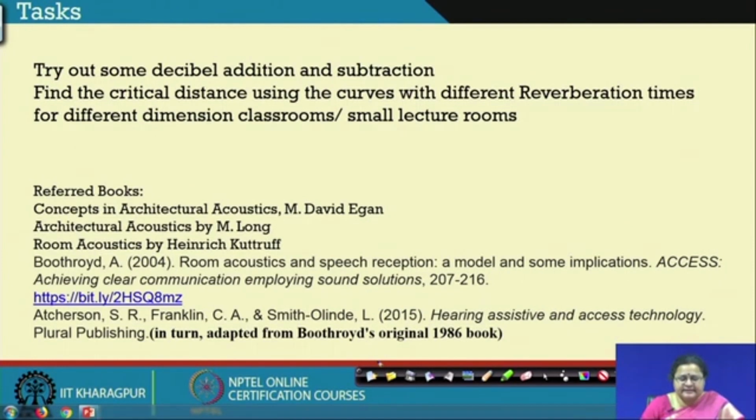Find the critical distance using the curves with different RT, that is reverberation times, for different dimensions of classrooms, say a classroom for 30 students. I have given you the basic values, what should be the volume consideration. So, in that case you have the range of volume with you, and the classroom capacity. If you consider all the graphs, you will get a good understanding of what should be the proportion of the classrooms.